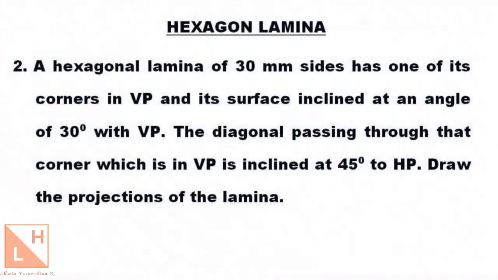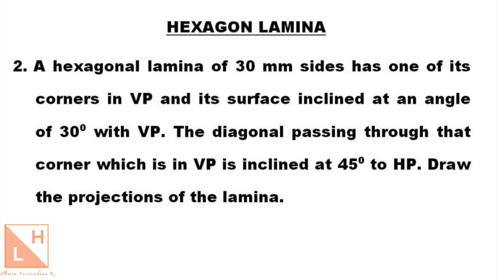Now let's look into the second problem. We'll read out the question first. A hexagon lamina of 30 mm side has one of its corners in VP and its surface is inclined at an angle of 30 degree with VP, with the diagonal passing through that corner which is in VP inclined at 45 degree to HP. Draw the projections of the lamina.